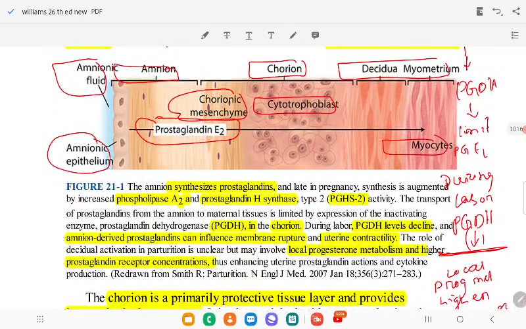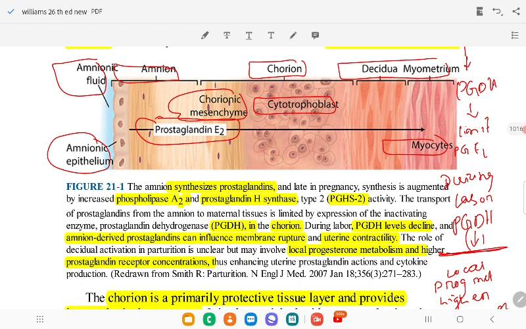What does this figure signify? The amnion synthesizes prostaglandin, and late in pregnancy this synthesis is augmented by increased phospholipase A2 and prostaglandin H synthase type 2, that is PGHS2, activity. The transport of prostaglandin from the amnion to the maternal tissue is limited by the expression of the inactivating enzyme, prostaglandin dehydrogenase.